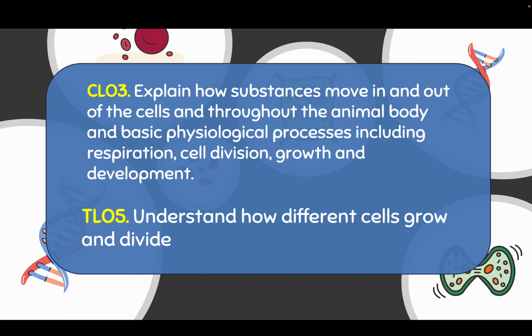we intend to be able to explain how substances move in and out of the cells and throughout the animal body, and basic physiological processes including respiration, cell division, growth, and development. So the emphasis is on the process of cell division. Then for our topic learning outcome number 5, at the end of this module, you will be able to understand how different cells grow and divide.